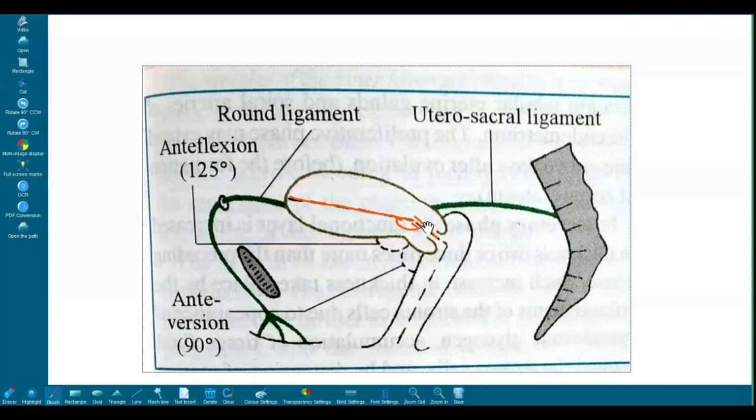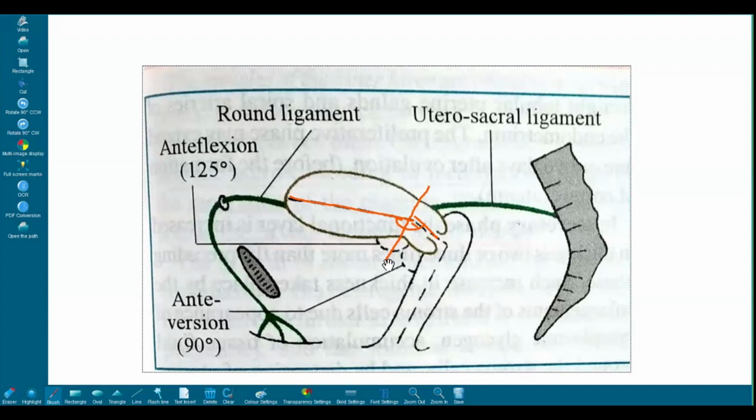Okay, इसमें transverse line is an imaginary line passed through the internal os. If an imaginary transverse line is passed through the internal os, the angle formed between the axis of the uterus and the axis of the cervix is known as angle of flexion. Now, in normal anatomical position, it is anteverted and anti-flexed. So anteverted तो बता दिया, anti-flexed is it is bending forwards. देखो how in this picture it is bending forwards.